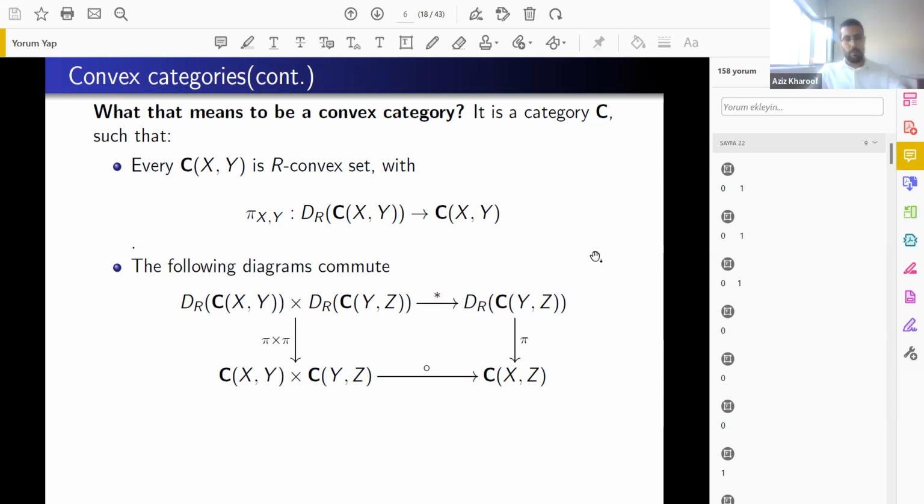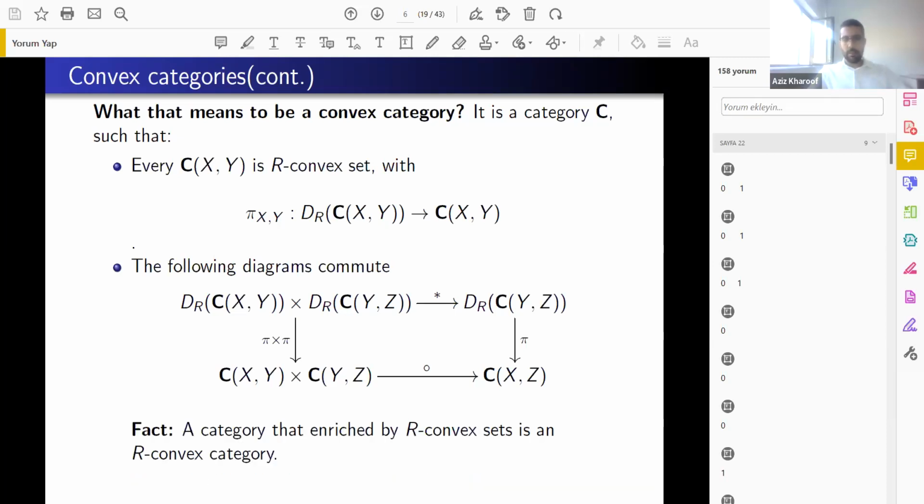It reminds us of a category enriched by convex sets, because convex sets have a monoidal structure: the Cartesian product is the monoidal structure, and one can talk about categories enriched by convex sets. But an R convex category is actually something weaker. A category enriched by R convex sets is an R convex category, but the opposite is not true. We can find an R convex category that is not enriched by R convex sets.